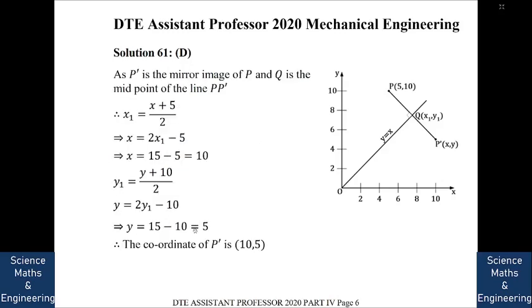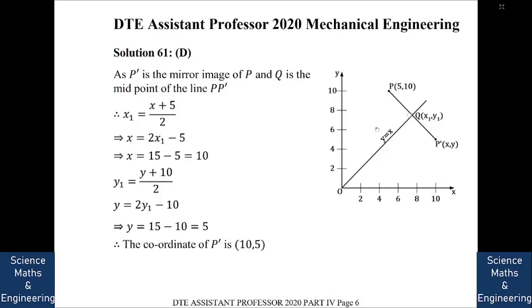Okay. Again, as P dash is the mirror image of P, PQ would be equal to P dash Q. As we know, if we have a mirror image, then it will be at the same distance from the mirror. The reflection and the original object will be at the same distance from the mirror. So from here we get that x1 would be equal to (5 plus x) by 2 and y1 would be equal to (10 plus y) by 2. You see, midpoint theorem. So here we can get this. So from here we get that y is equal to 5 and x is equal to 10. So our answer is P dash, the coordinate of P dash is (10, 5).